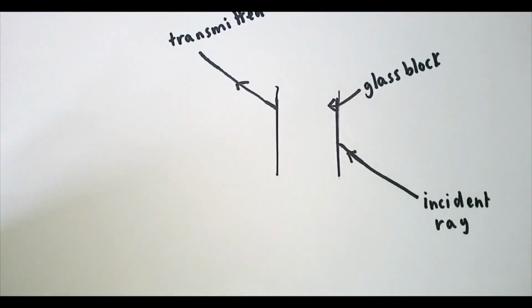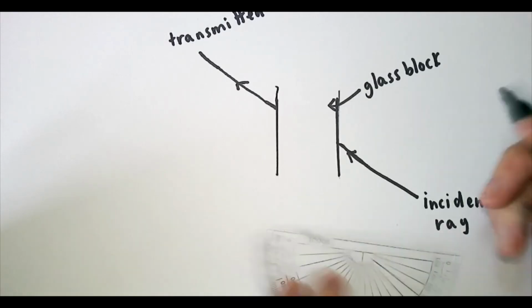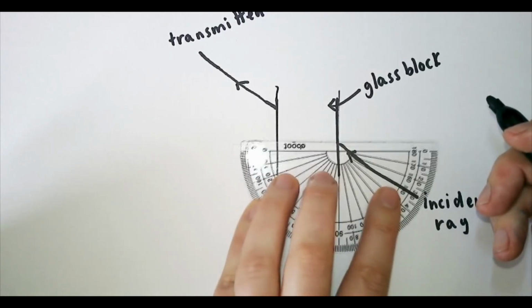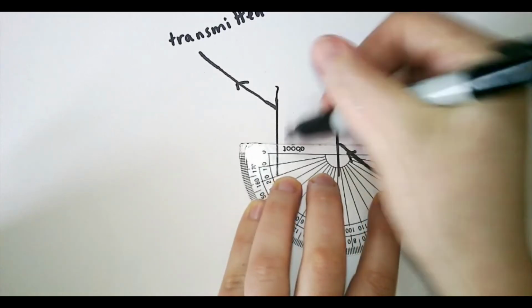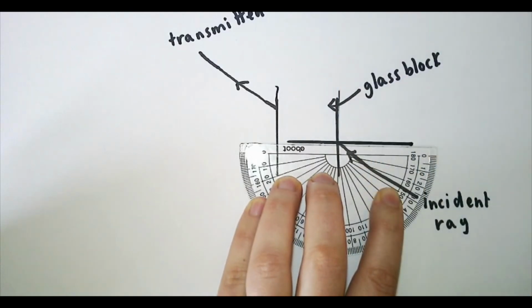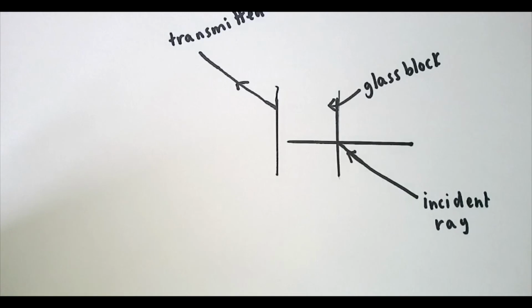Now, just like in our reflection practical, we want to draw a normal line, because that's where we need to measure all of our angles from. Remember, the normal line is a line that is drawn at 90 degrees to the boundary of the glass block, or whatever medium you happen to be measuring. So I take my ruler and I draw on a normal line. That's there. And that's what I'm going to use to measure my incident and refracted ray from.